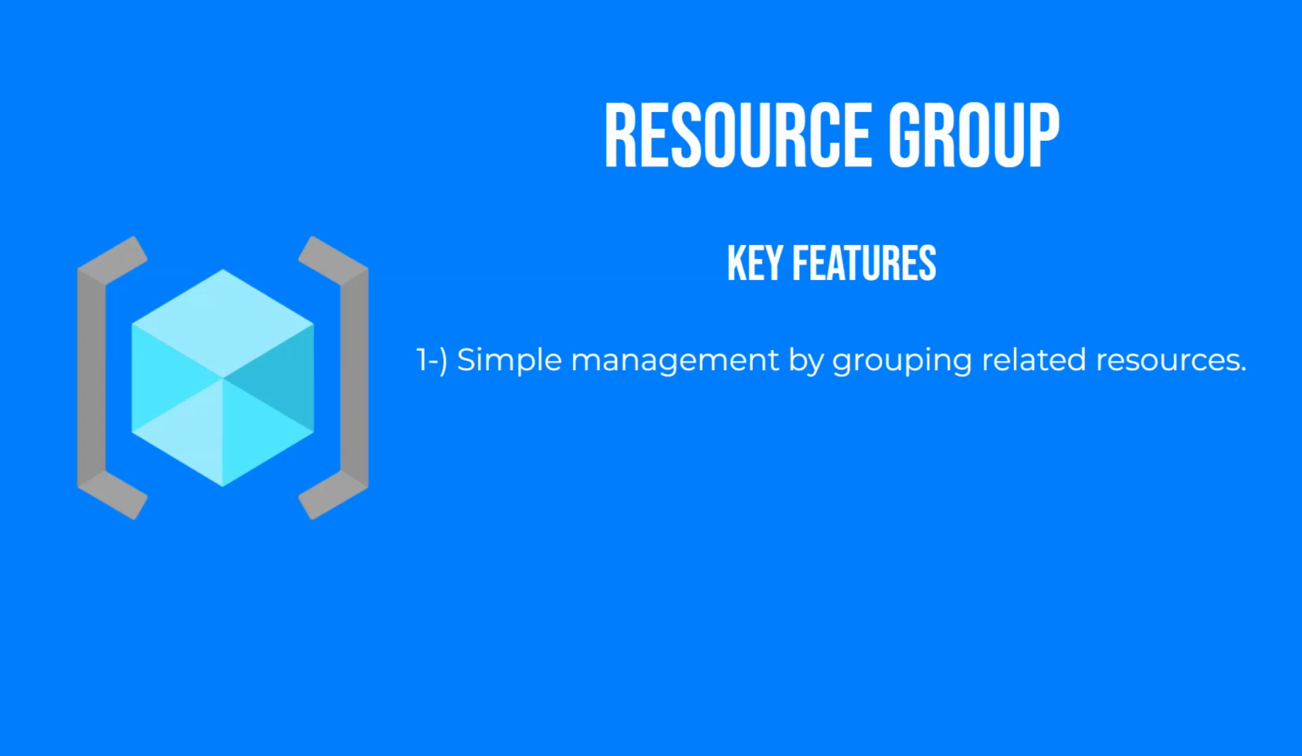First, simple management by grouping related resources. Resource groups make management easier by grouping related resources together. For example, you can put a virtual machine, its storage, and its network settings in the same group and manage them as one unit. And as the second one, deployment, deletion, or policy application.